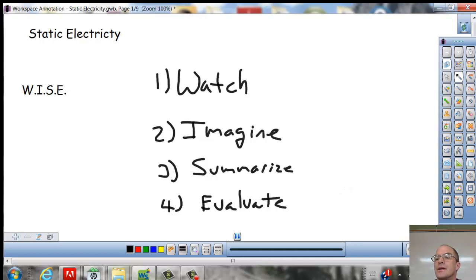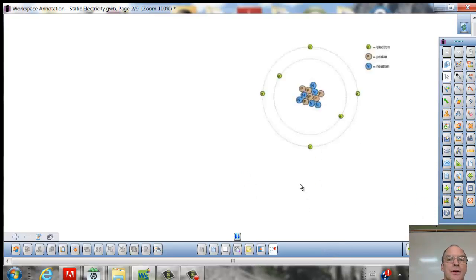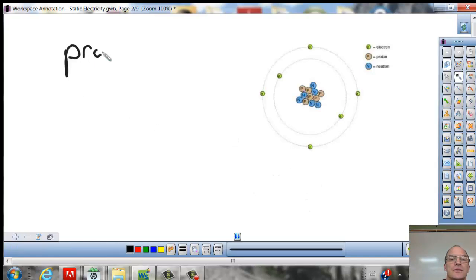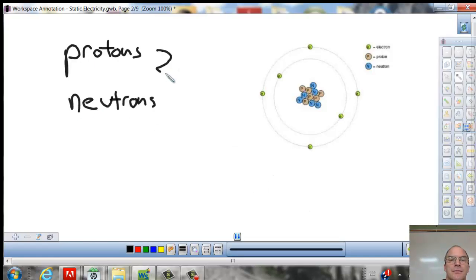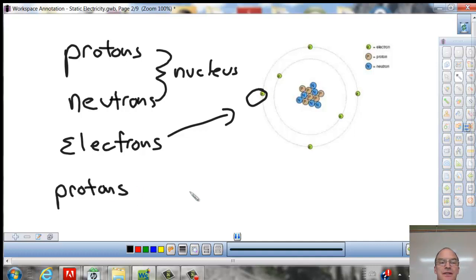So, to begin, we're going to first review the Bohr-Rutherford model of the atom. If you remember, an atom is made up of protons, neutrons, which make up the nucleus, and electrons, which are these little guys orbiting the nucleus. Right? Now, one of the things we learned in chemistry was that the subatomic particles, like protons, also possess an electric charge. Protons and electrons possess an electric charge.